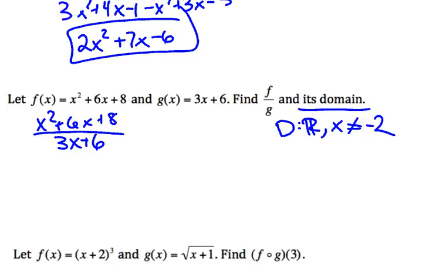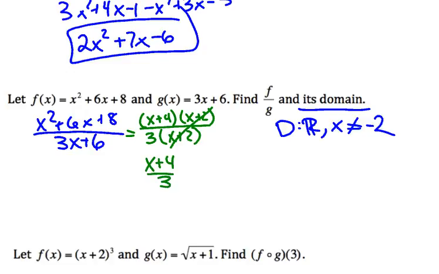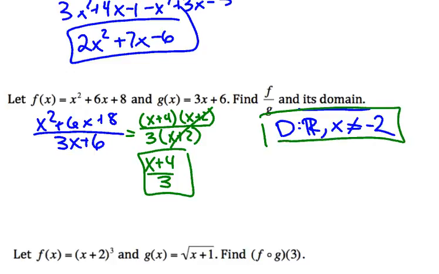Sometimes stuff factors and cancels, so you want to see if you can do that. So we're going to factor the top. We should get x plus 4 times x plus 2 over, well, we can factor 3 out at the bottom, x plus 2. Now you can notice the x plus 2's cancel. I'm left with x plus 4 over 3. You may ask, do I still have to keep that restriction if there's no x in the denominator anymore? Yes, you do, because at one point in this equation, x couldn't be equal to negative 2. And so that restriction holds all the way through. So we're left with x plus 4 over 3, with the domain being all reals except x equals negative 2.